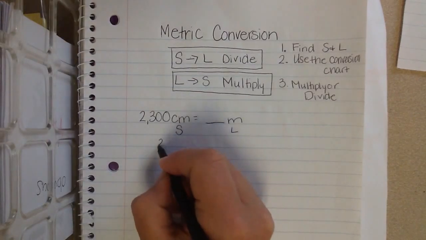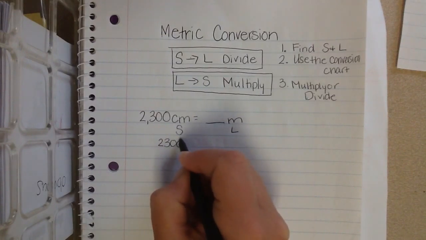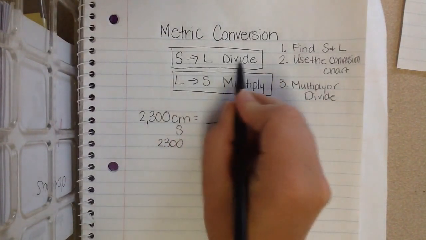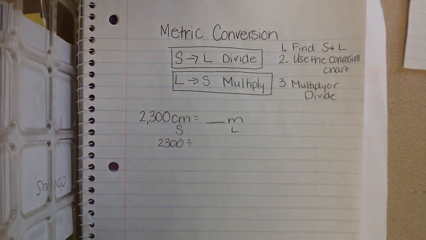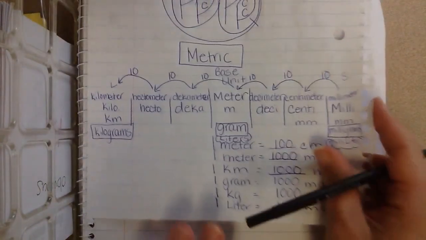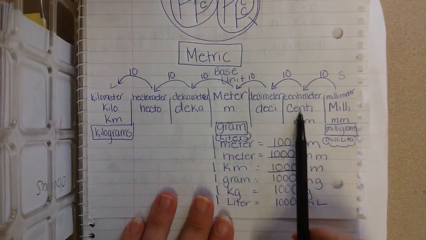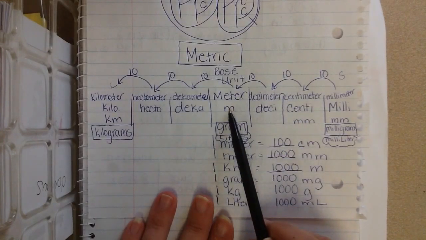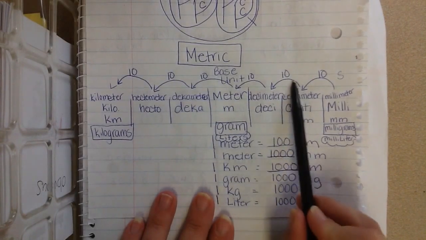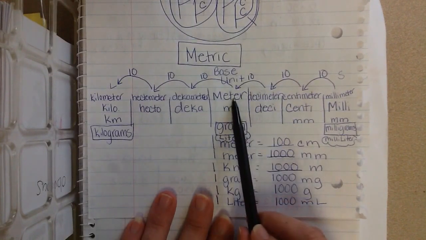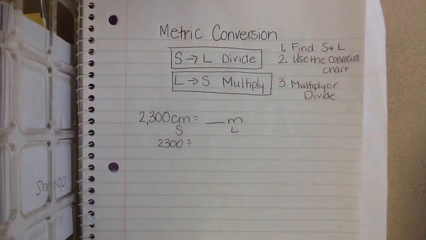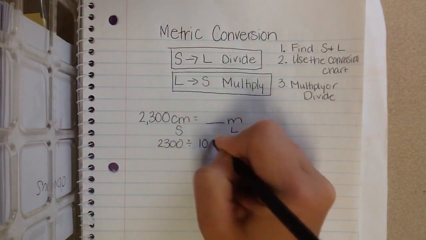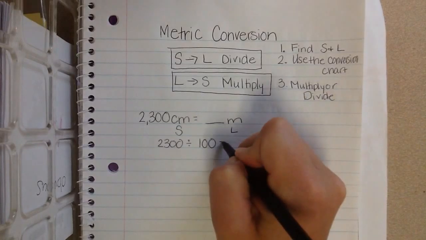So I'm going to set up my problem. Smaller to larger tells me that I need to divide. What am I going to divide by? How many centimeters are inside of a meter? I'm going to flip back and look. How many centimeters are inside of a meter? I'm moving over 2 spaces. So I need 1 with 2 zeros. This is 2 powers of 10 that I'm looking at. So 2 powers of 10, there's 100 centimeters.